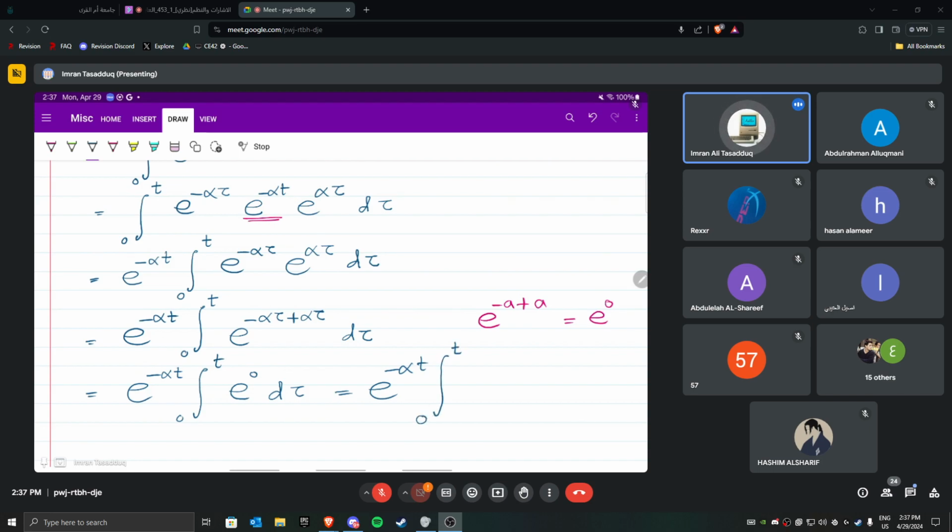integral 0 to t d tau. Now what is the integral of d tau? 1. No, tau. Tau, exactly. Yes, I know students get confused with this. If you have dx and you want to take the integral of this, it is going to be x, not 1. Okay, so this is going to be e to the power minus alpha t, and the integral of d tau is tau, and the limits are from 0 to t.